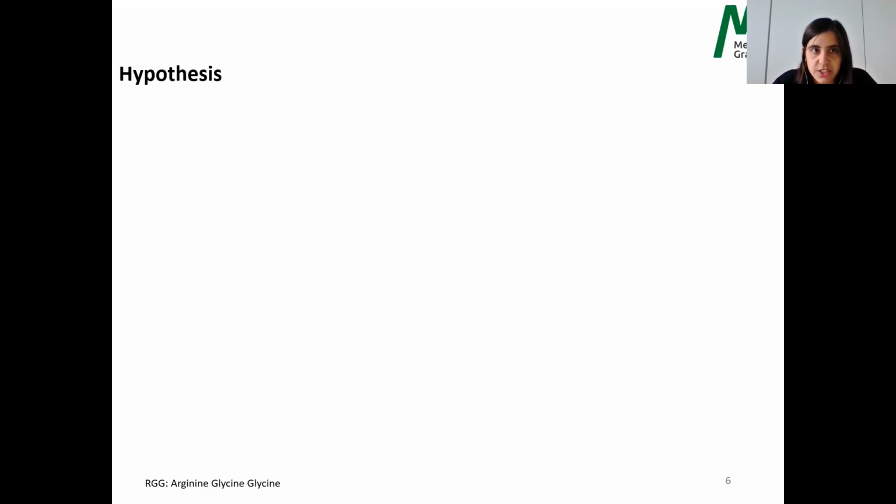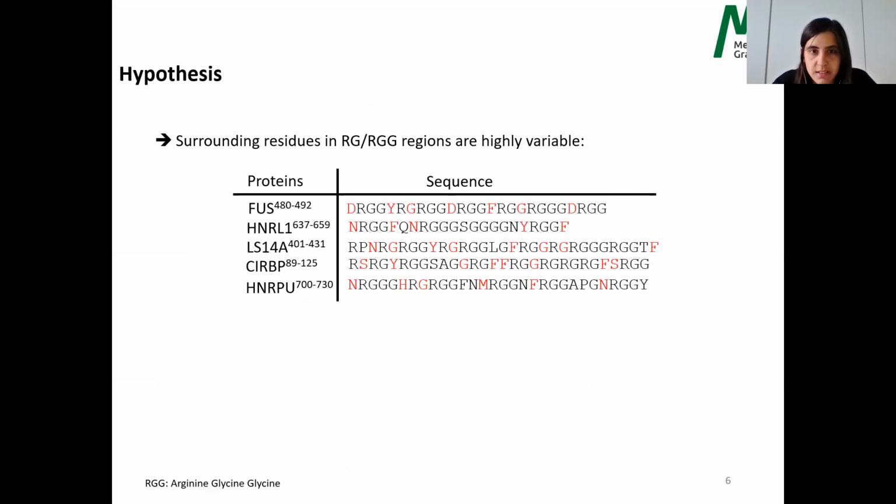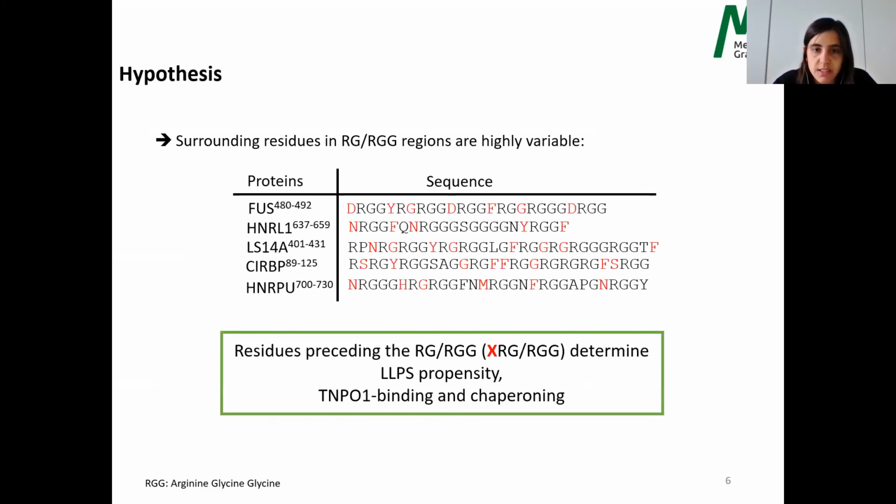Proteins with RGG regions can phase separate and associate with membraneless organelles in the cytosol or nucleus, depending on their location. Also, they can be chaperoned by transportin 1. If you have a closer look at the sequences in the RGG regions, you will recognize they are highly variable. According to this observation, we hypothesize that residues preceding the RGG motif determine their LLPS propensity, transportin 1 binding, and chaperoning by transportin 1.